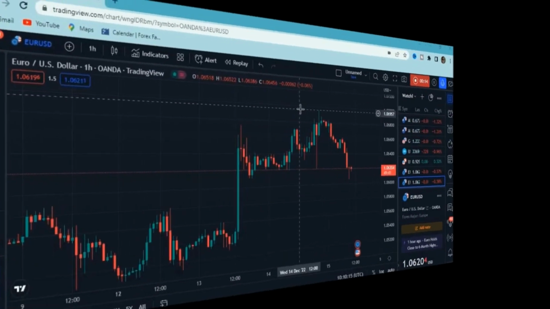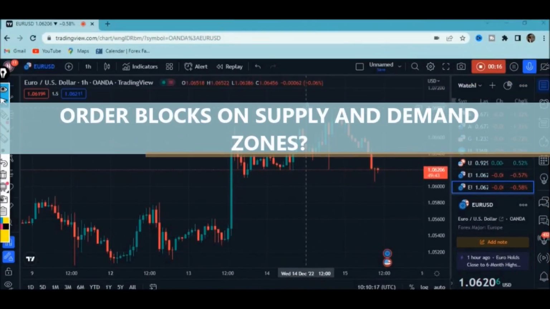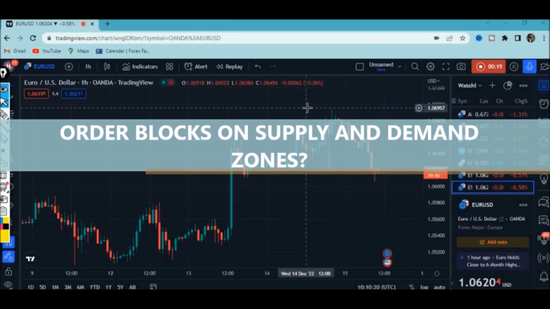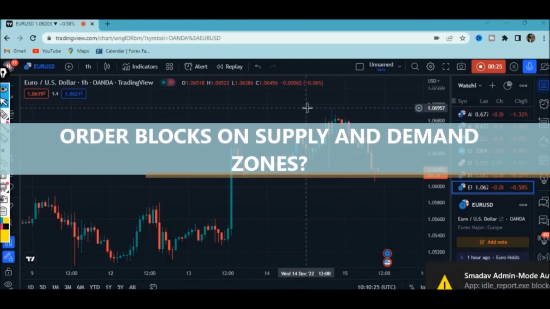Order blocks. What if we see these order blocks on a supply and demand zone? Number one, it will tell us that we are on the right track, and that it's a reliable and valid order block. So whenever you see this order block around those key levels, those sensitive areas or those points of control, this will basically help you know that you are working with the right order block.